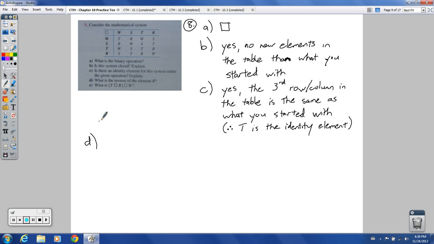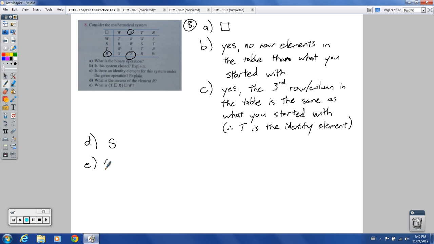Okay, let's check out part D now. What's the inverse of the element r? So we're saying r plus what gives me t, gives me that identity element. R plus s gives me t right there. So that's going to do it for me. And I would also want to see r plus s the other way still gives me t, so I still see a t there. So I would say that s is the inverse element of r. So that's sufficient there just to say s.